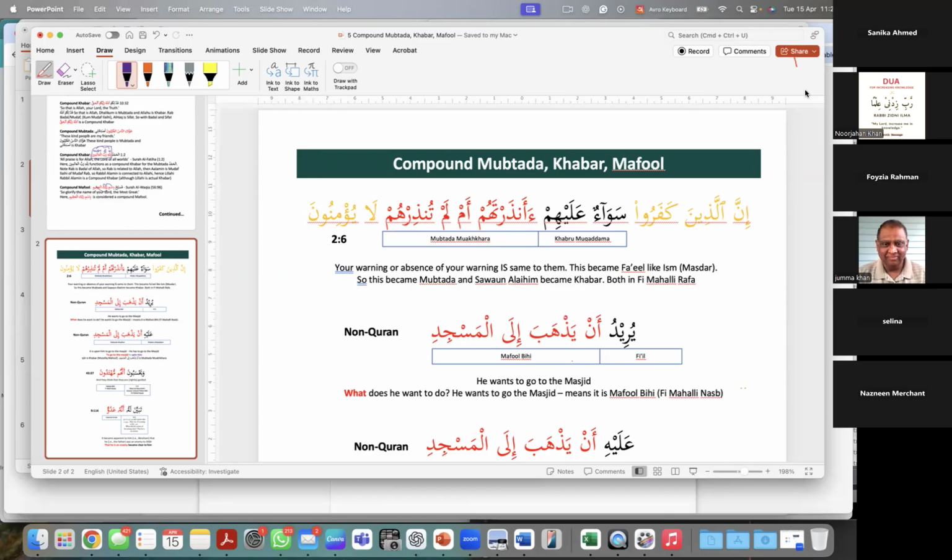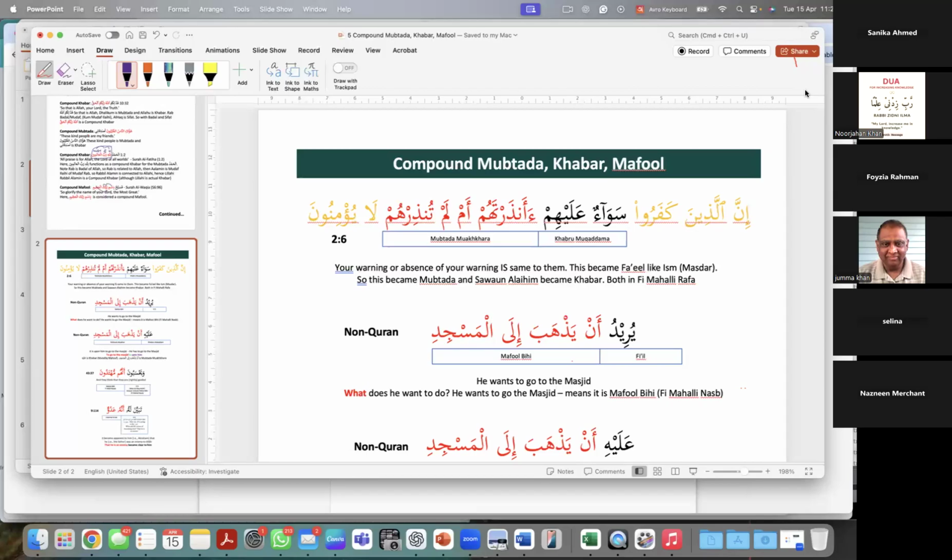سواء عليهم is a khabar. أأنذرتهم أم لم تنذرهم is the mubtada. Similarly, له ما في السماوات والأرض: ما في السماوات والأرض is the mubtada, and lahu is the khabar, because there is no khabar there. Similarly, a big sentence by meaning: أأنذرتهم أم لم تنذرهم. Is that okay?